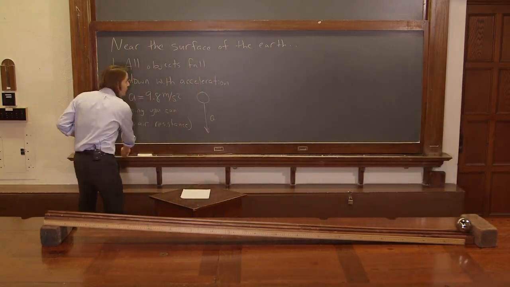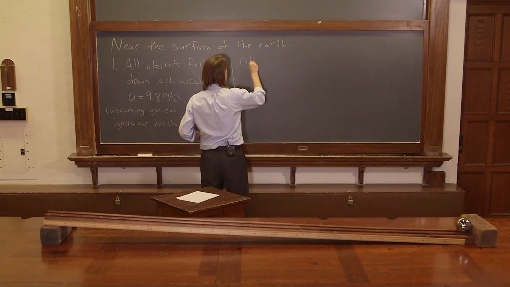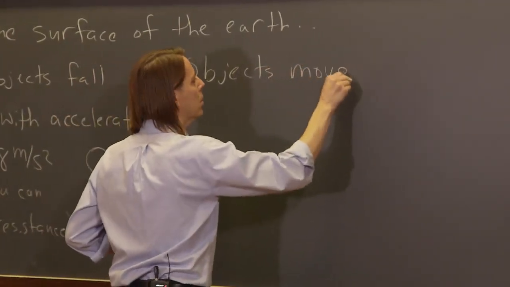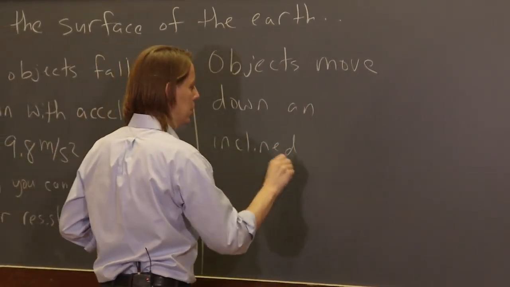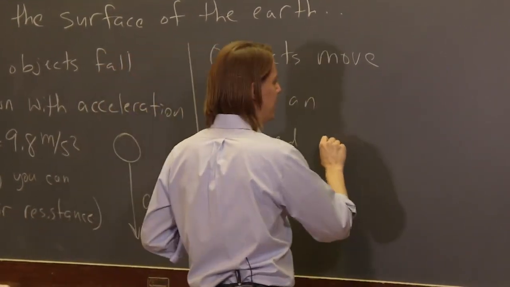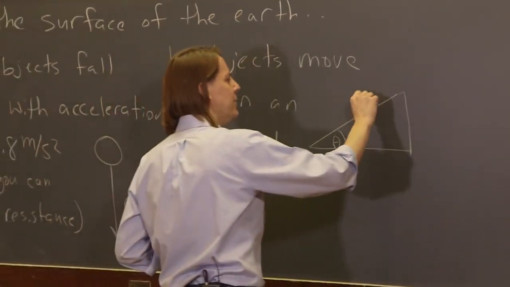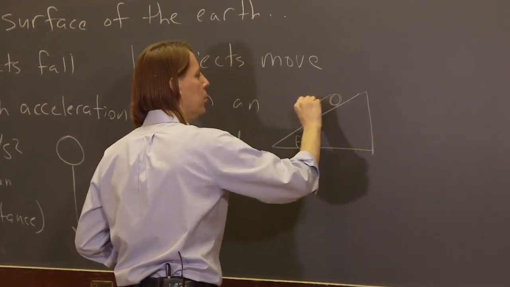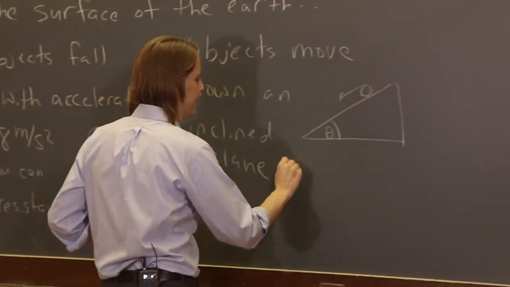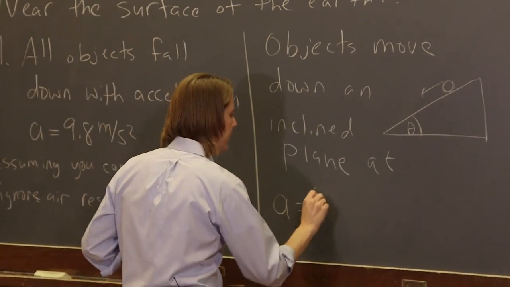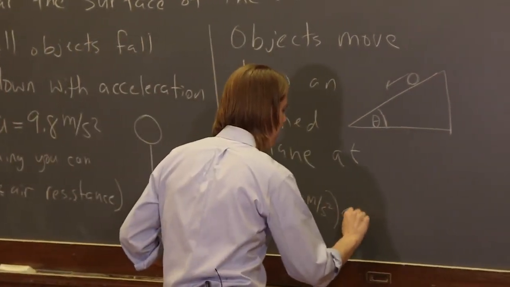Another case you might encounter is that objects move down an inclined plane, and by that I mean something set up like this, and it has some angle theta, and it's either a mass sliding or a ball rolling down the plane. If a ball goes down that plane, the acceleration looks like this: a equals that same number, 9.8 meters per second squared, the free fall acceleration, times sine theta.